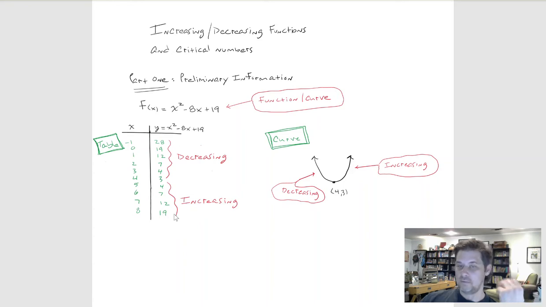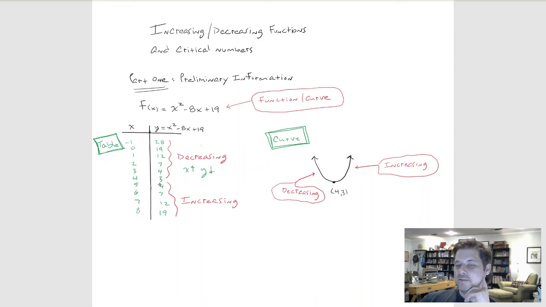Do you see a pattern? Maybe there's not that much of a pattern between the numbers 28 and 19 and 12, but the global pattern is that the y values are getting smaller up until you get to 3. 28, 19, 12, 7, 4, 3, they're getting smaller. So when we say a function is decreasing, that's what we mean. It means that as x gets bigger, y gets smaller. So think of it that way: x up, y down.